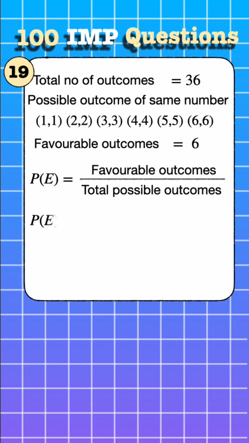Now you can easily calculate the probability. Favorable outcome upon total possible outcome, that is 6 upon 36. If you simplify, you'll get 1 upon 6. That's it. Very simple.